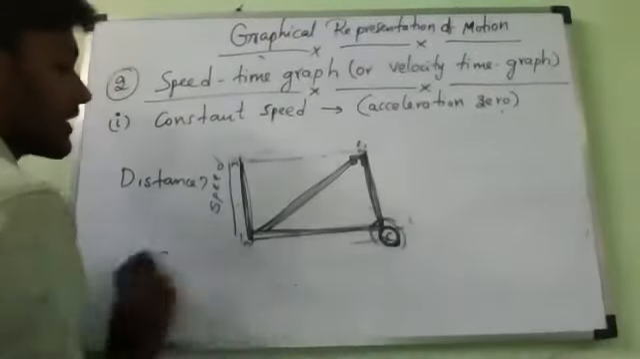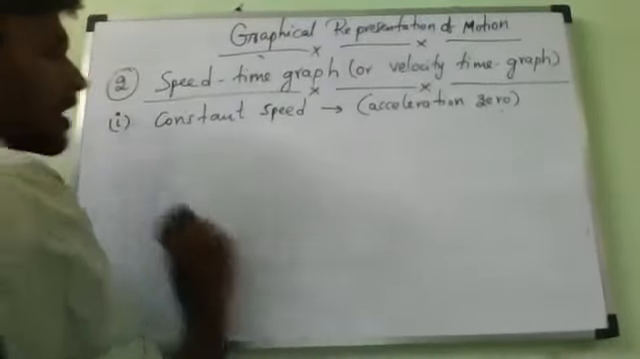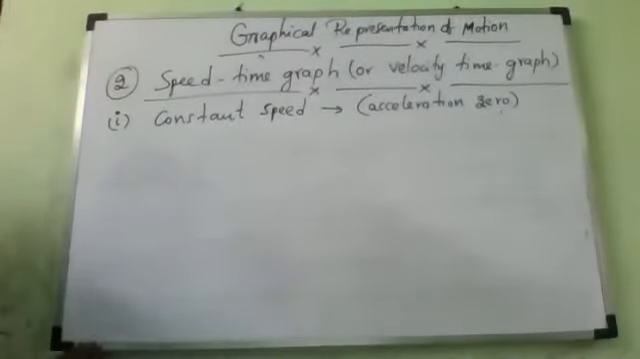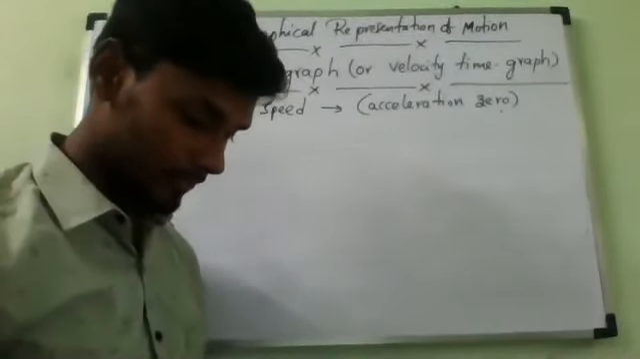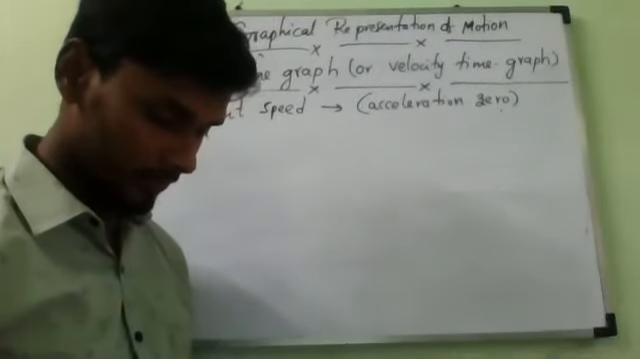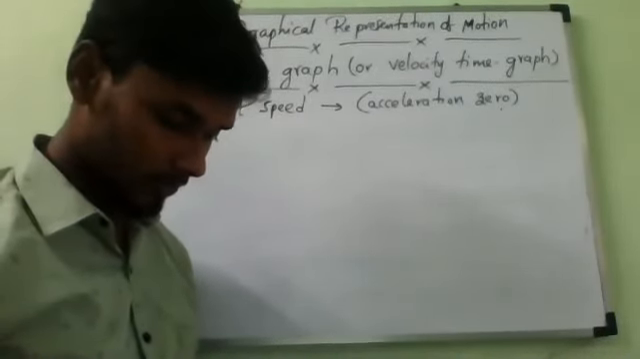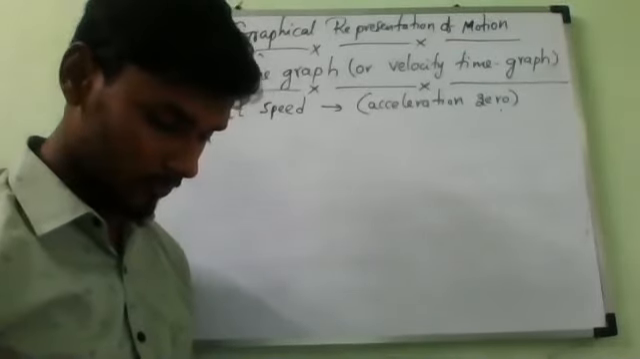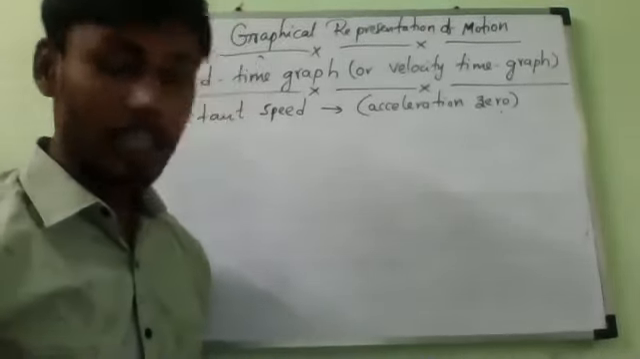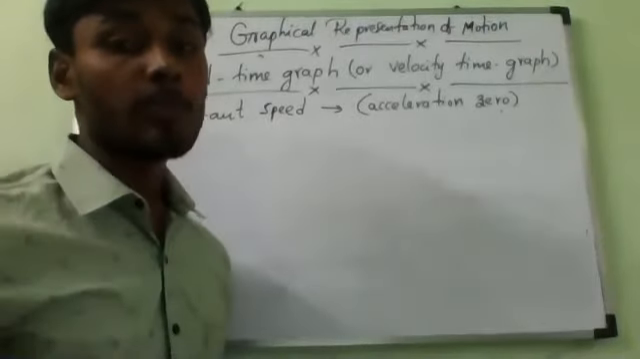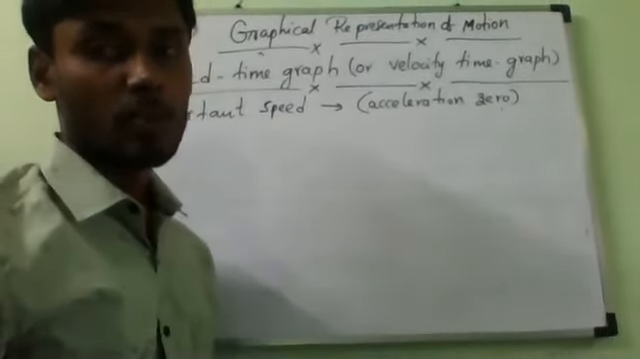Speed time graph. This is the first one. Second one you write, all of you. Speed time graph when speed changes at a uniform rate.